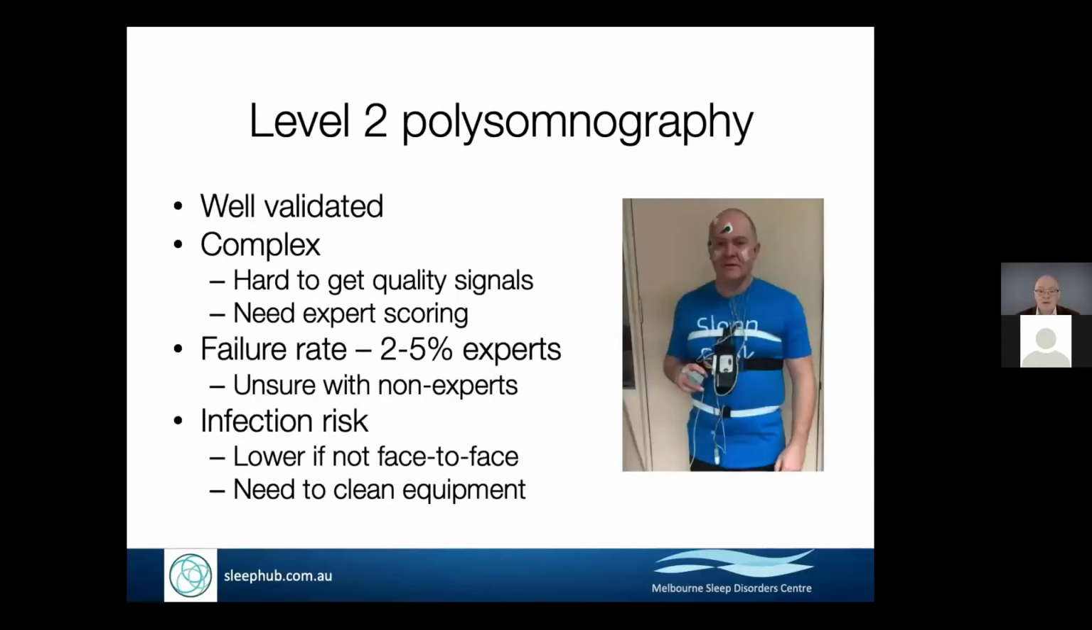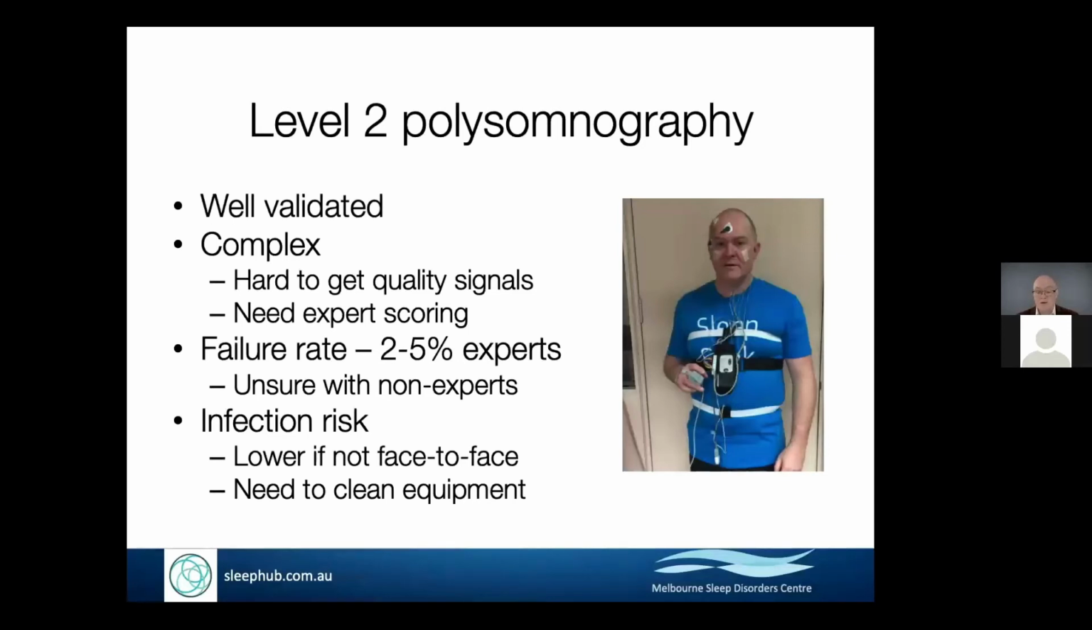Level 2 is home-based sleep testing, which can be attended or unattended, which is still complex because level 2 studies do incorporate measurement of sleep with EEG signals as well as EMG signals. It is hard to get good quality signals at home, even with setting someone up with technicians, and technicians potentially attending during the night. The data needs to be expertly scored, and it has a failure rate of 2.2 to 5% when set up by expert technicians.